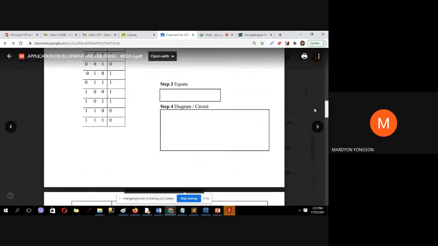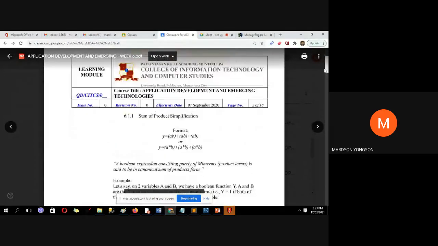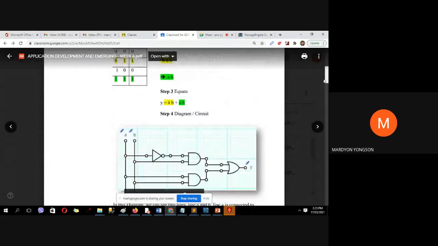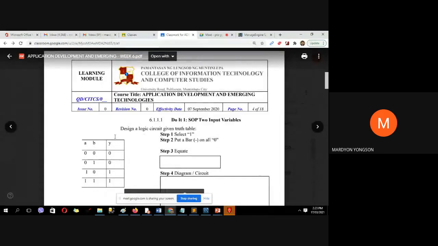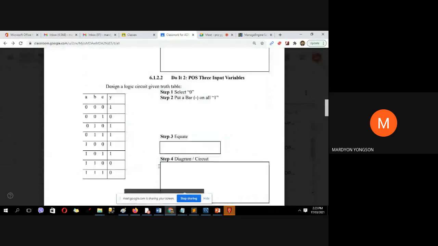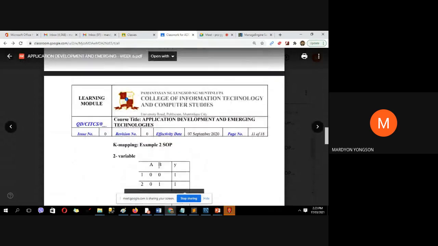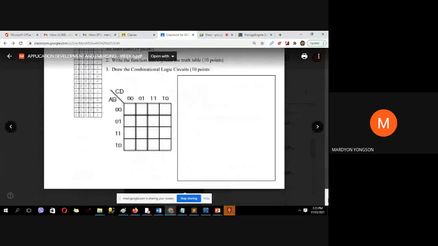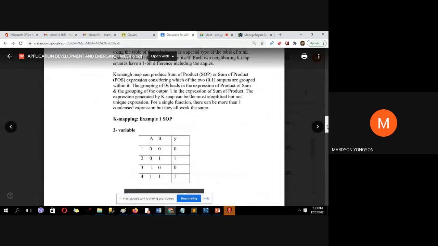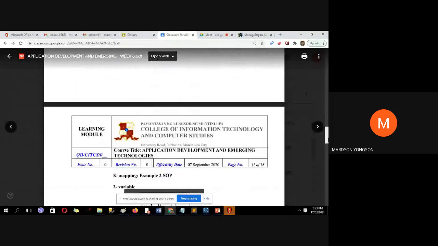For the next meeting, it is the continuation of our logic gates, where we will plot our own logic gates based on a given truth table or Boolean expression. And then for next week, we're going to tackle the K-map, or Karnaugh map, or what you call K-mapping in logic gates. Next week will be week 6, so in 3 weeks we will have our midterm.